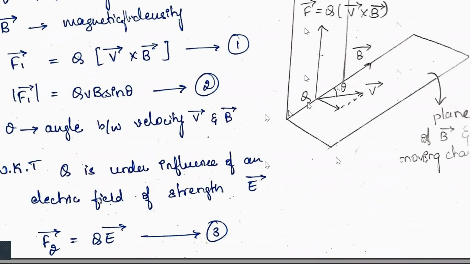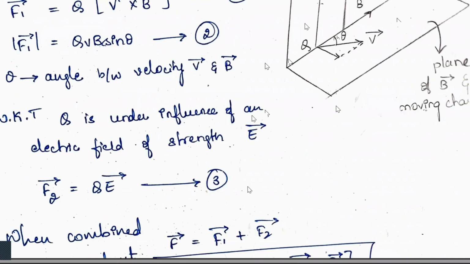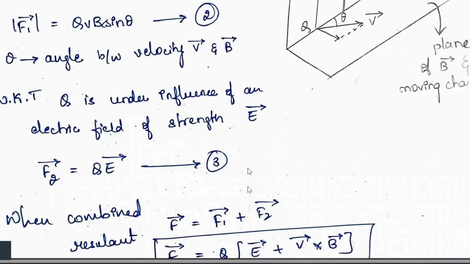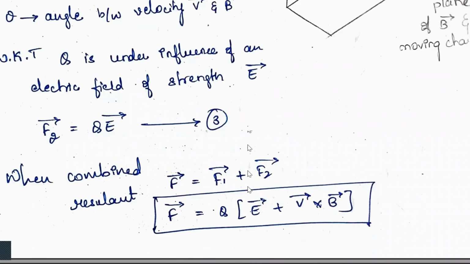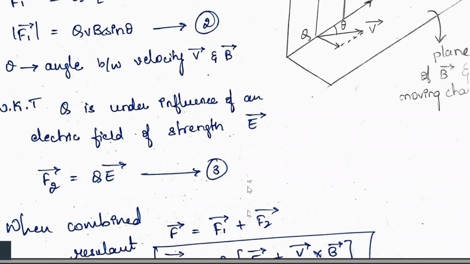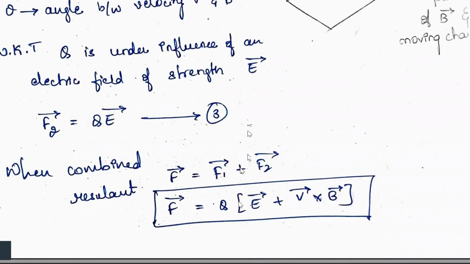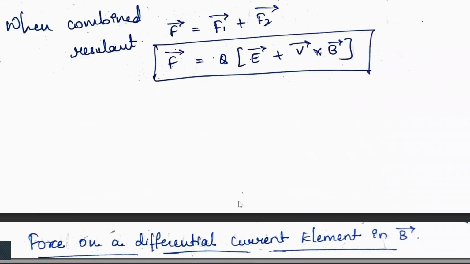So Q is under the influence of the electric field. F2 will be equal to, as we know the formula, F is equal to Q into E. When it is combined, the resultant force acting is F1 vector plus F2 vector. Taking Q common, we can write it as Q times E vector plus V vector cross B vector.